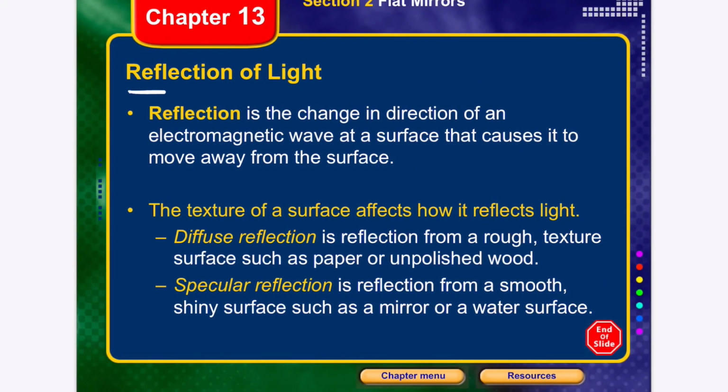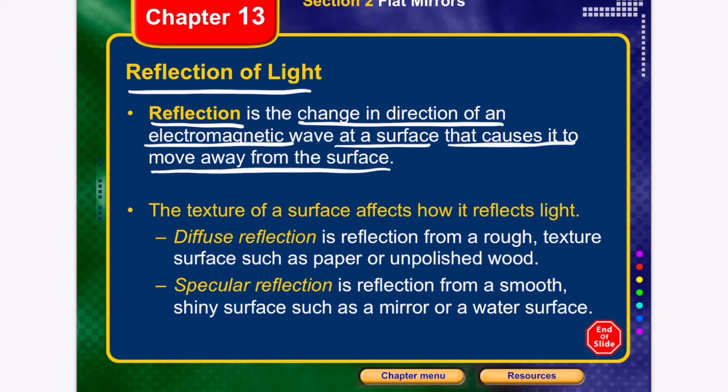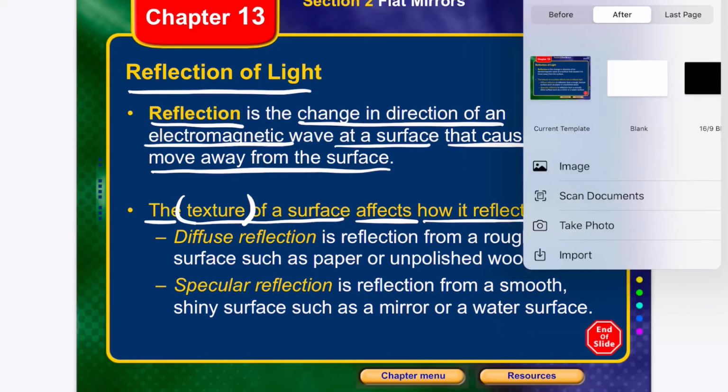So what is reflection? Reflection is basically the change in the direction of an electromagnetic wave at a given surface that causes it to move away from the surface. The texture of a surface affects how it reflects light. Remember this part, that the texture is important, because the texture decides what type of light will fall on it.